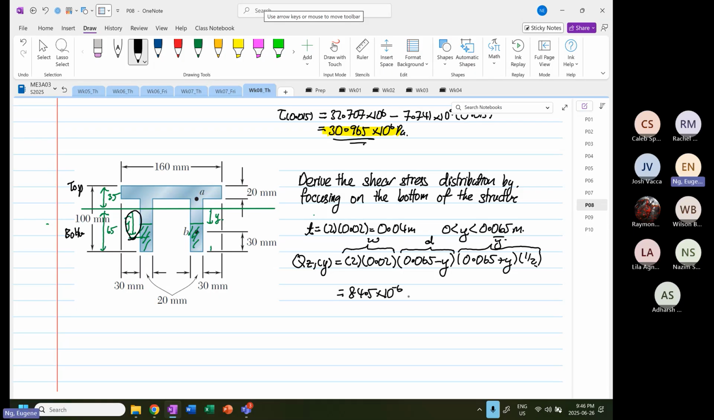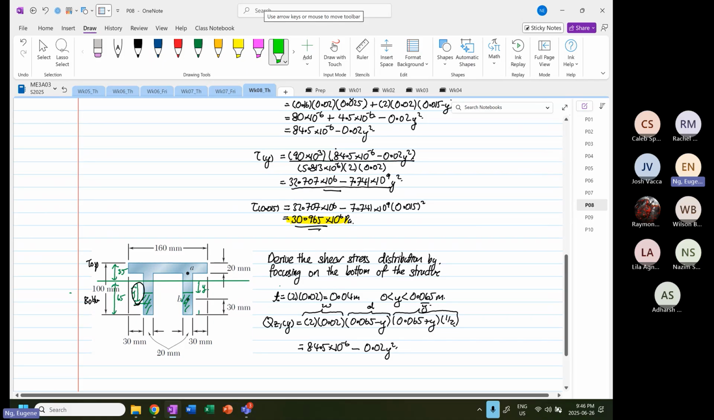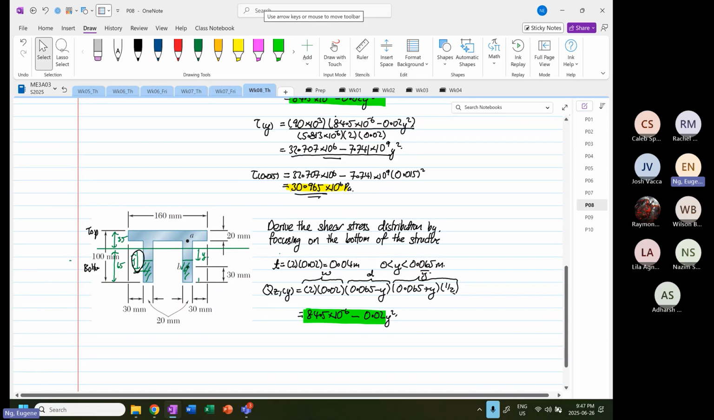times 10 to the power minus 6, minus 2 times 0.02 times 0.5, is equal to 0.02 y squared. Okay. Now, have you seen this before? If you look at this expression over here and this expression over here, they're the same. Right? They are the same. Can you see that? Okay.